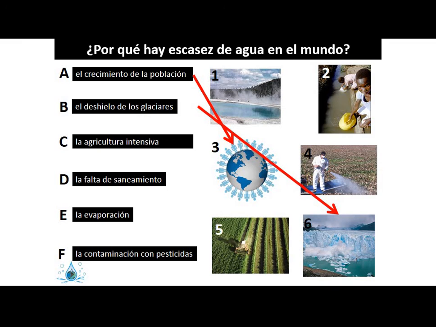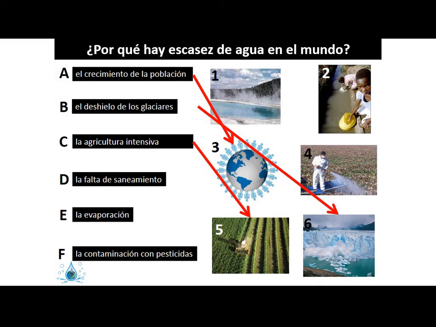Deshielo de los glaciares, the melting of the ice caps affects it. Now, I don't have a geography GCSE, so getting into the technicalities here, I wouldn't want to tell you anything that's wrong, but I am reliably informed by Miss Gleason and Mr. Jones that this does lead to a shortage in water.